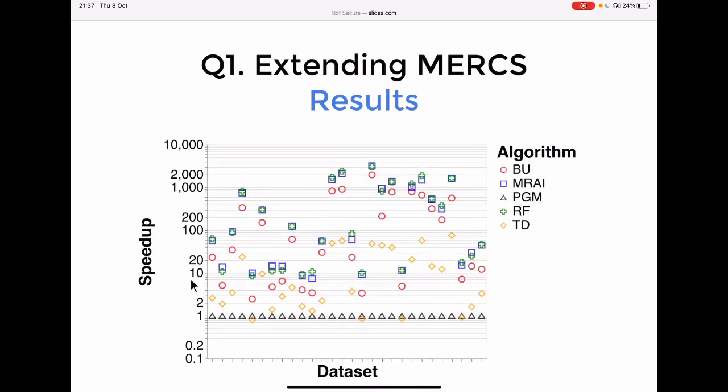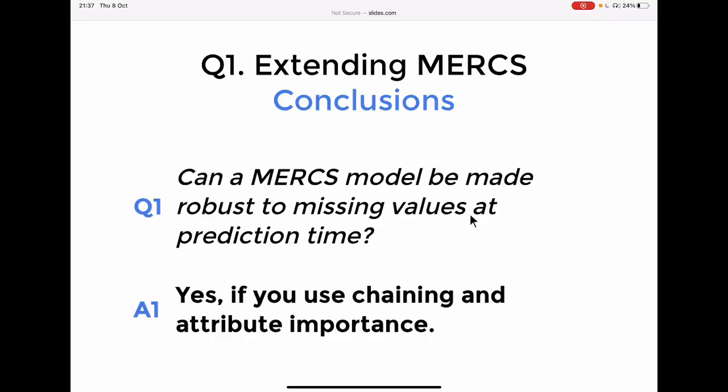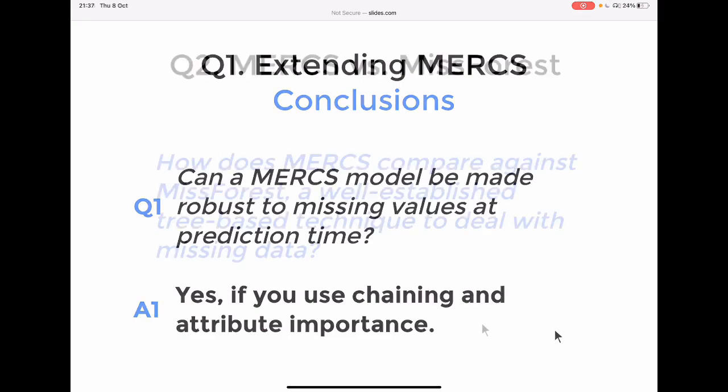This is the relative speedup versus a probabilistic graphical model. MERCS models are decision trees, so they're really fast at prediction time. If we again look at the red symbol, which is the bottom-up chaining, we're around 1 order of magnitude speedup, sometimes around 3 orders of magnitude of speedup. So that's pretty nice. So in conclusion, can we make a MERCS model robust to missing values at prediction time? The answer is yes, if you use chaining and attribute importance.